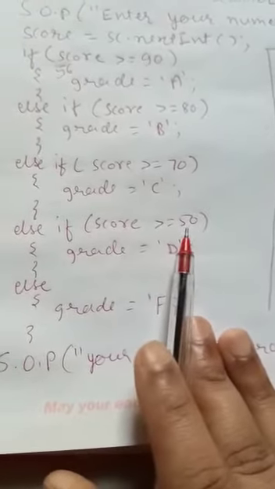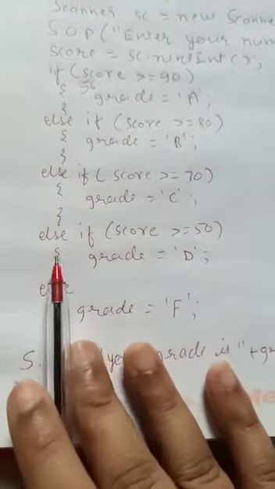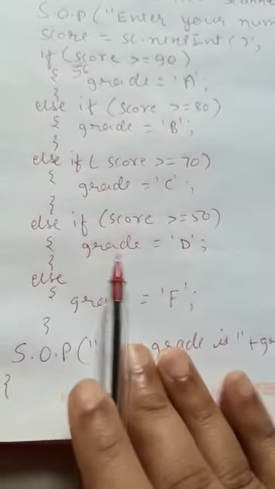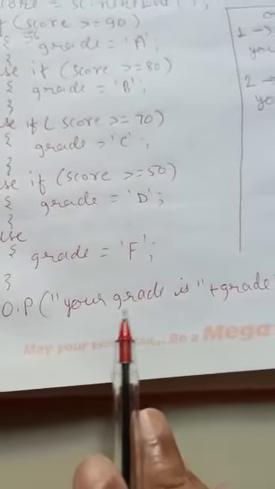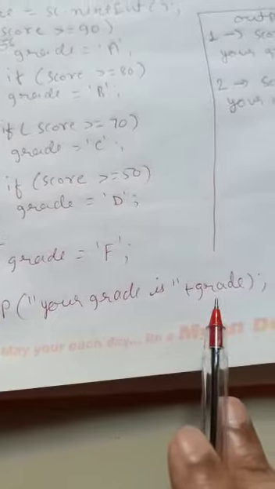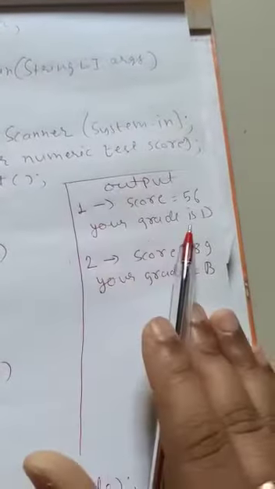Yes. Because the condition is yes, now we will move to this block and the value of grade will be D. So finally from this block we will jump to the SOP and our output will be: your grade is plus grade, and the value of grade is now D. So output will be: your grade is D.